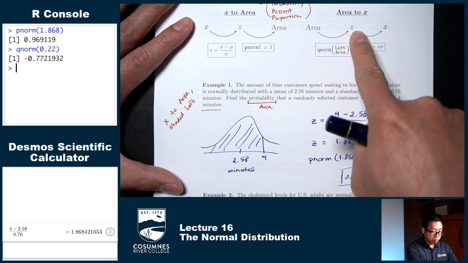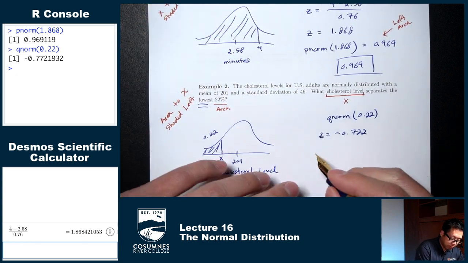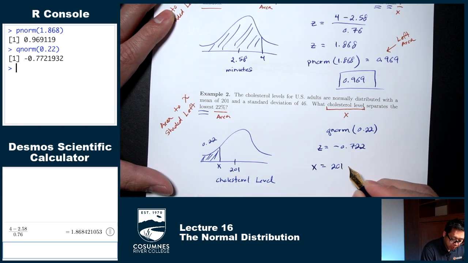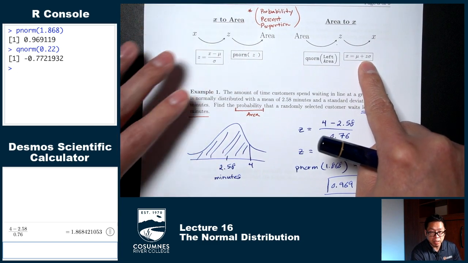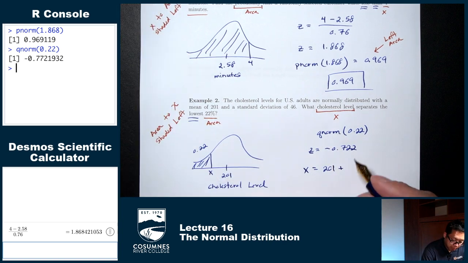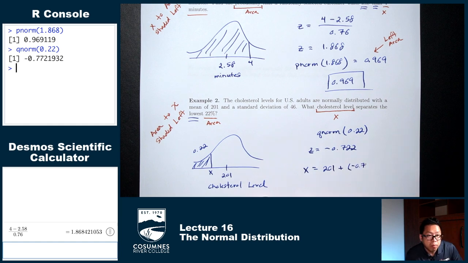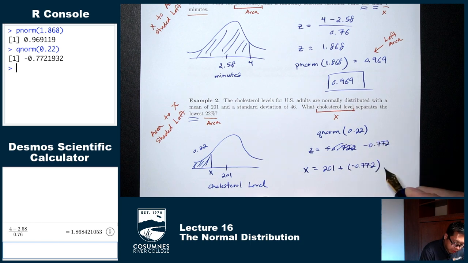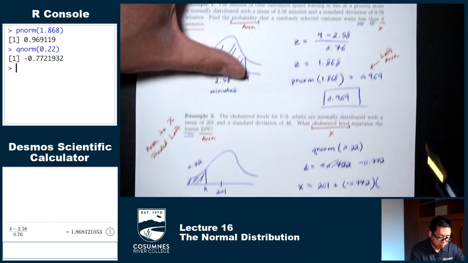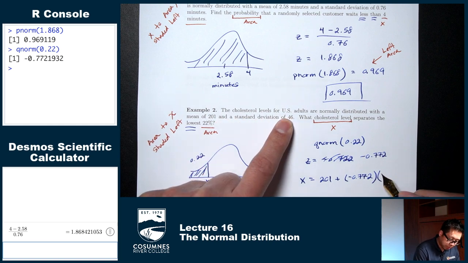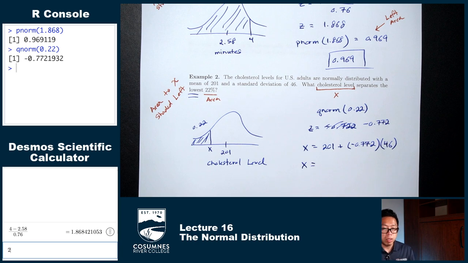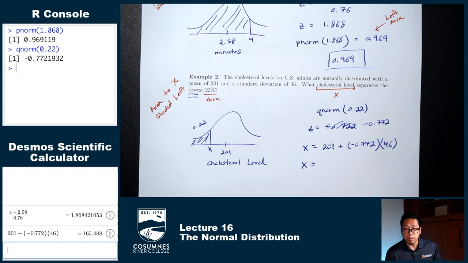We just did the qnorm. Next step will be to go from Z to X by using this X formula. That X formula says X equals mu, that's the mean, which in this case is 201, plus Z times sigma. So Z is this negative 0.772. Times sigma, which is the standard deviation. The standard deviation for this question was 46. So on a calculator, we'll just do 201 plus negative 0.772 times 46, which gives 165.488.